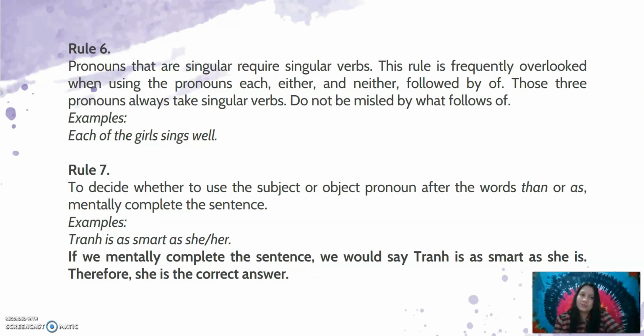Rule 7. To decide whether to use the subject or object pronoun after the words than or as, mentally complete the sentence. Example: Trent is as smart as she or her. If we mentally complete the sentence, we would say Trent is as smart as she is. Therefore, she is the correct answer.